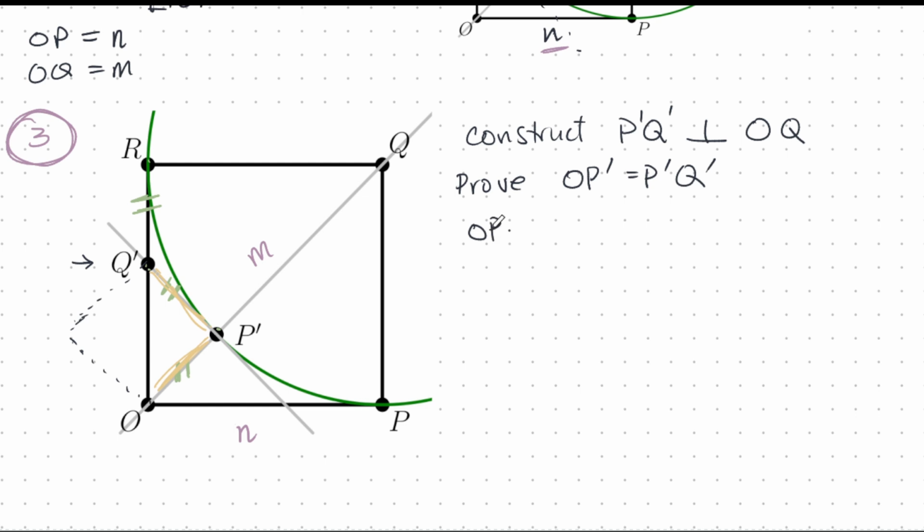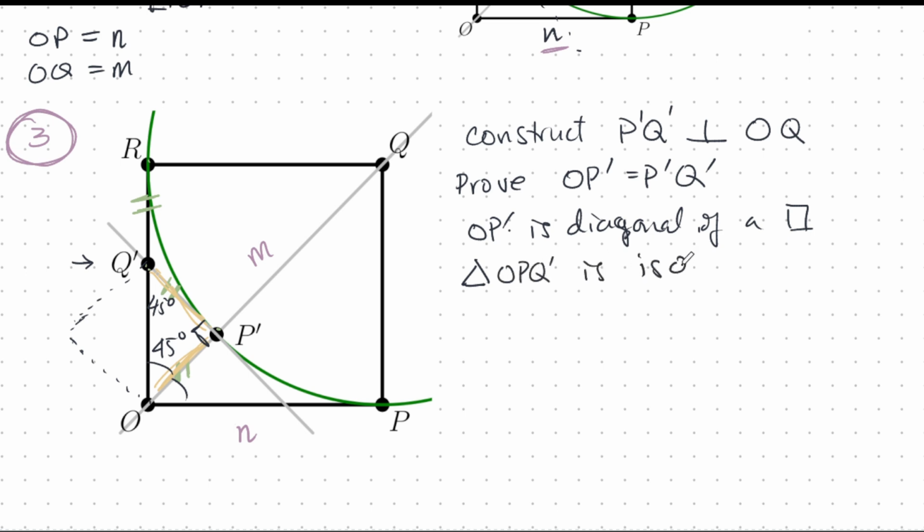So OP prime is a diagonal of a square. That means this angle is equal to this angle, so it has to be 45 degrees. But this is 90, so this has to be 45 degrees also. Therefore, this triangle OP prime Q prime is isosceles, and so the two legs have to be equal. So OP prime is equal to OQ prime. So I'm justified in putting these two lines here.